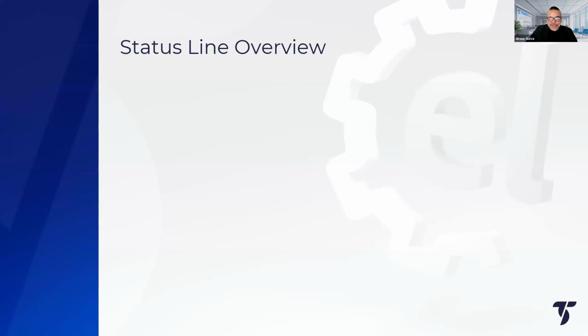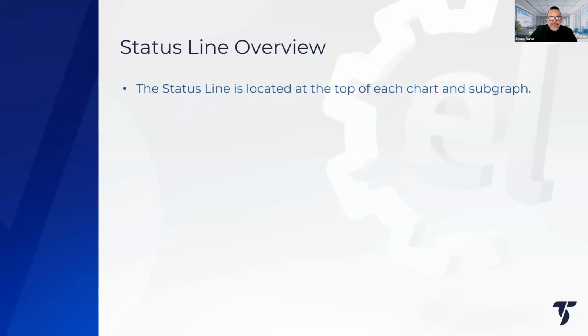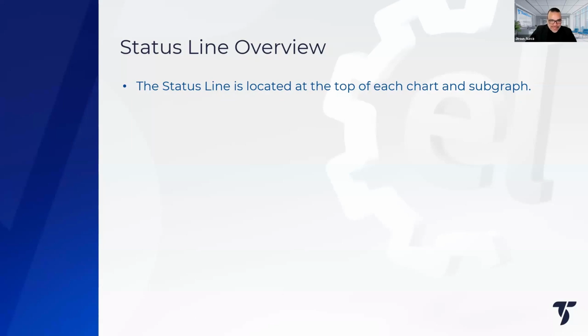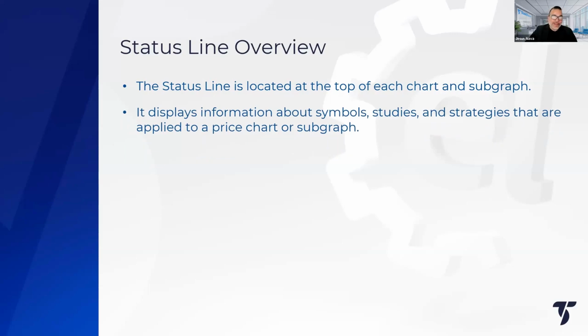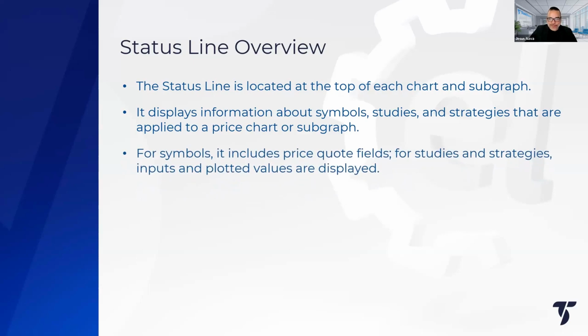To provide some sort of an introduction to today's class, let's talk a little bit about the status line. The status line is located at the top of each chart and subgraph. We're going to go over to the TradeStation platform, and I'll point to it so you know exactly what it is if you're not really familiar with what or where it is. But it's at the top of every chart analysis window, providing you data, what symbol you're looking at, if you're looking at any studies or strategies, symbol data like open, high, low, close, volume, all that information is going to be at the very top of every single chart.